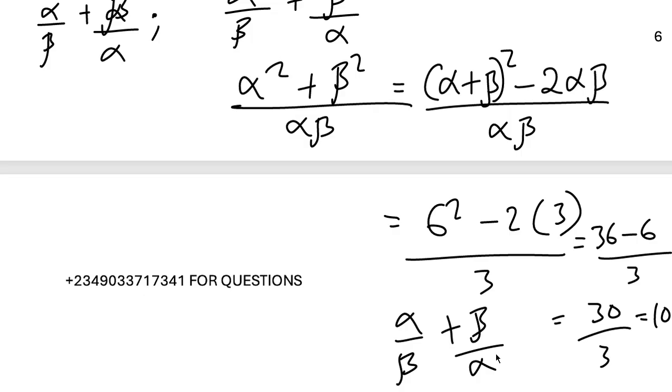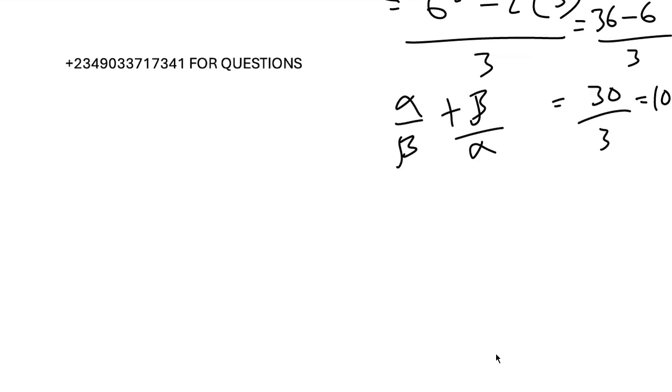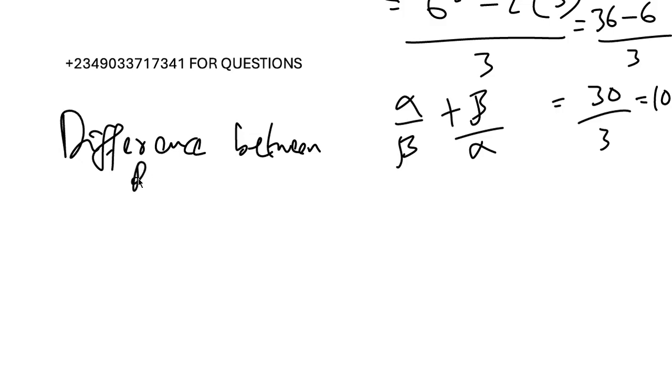So just look at what you are given, and whatever you are given, try and simplify it. Do you get? In this case, we simplified by getting the LCM, and then at the end of the day, we have a mixture of alpha plus beta and alpha beta, which we cannot directly substitute and get our desired results. So another important thing for this course, right, is for you to be able to find the difference between roots. Very important, please.